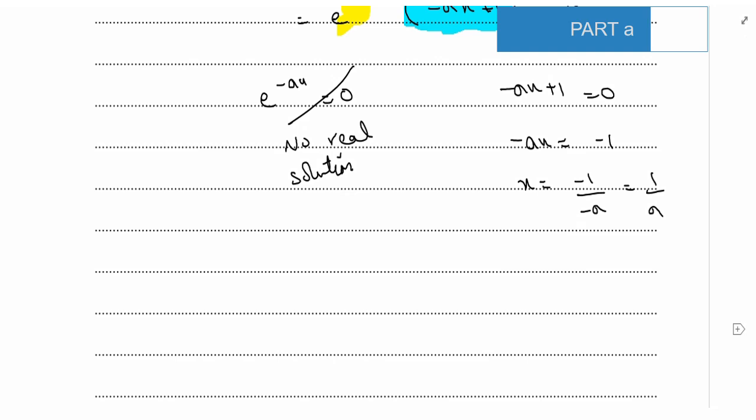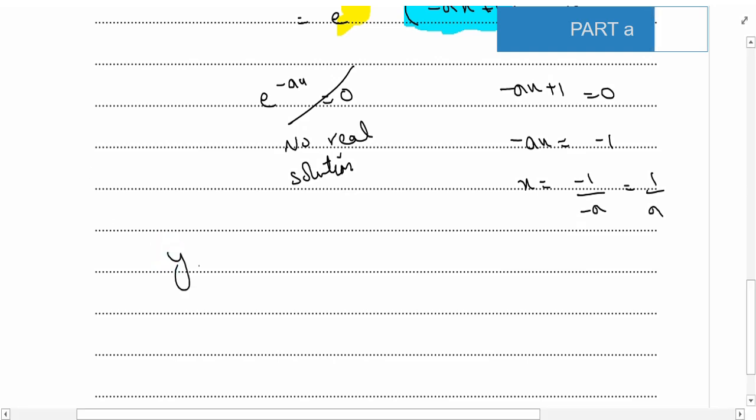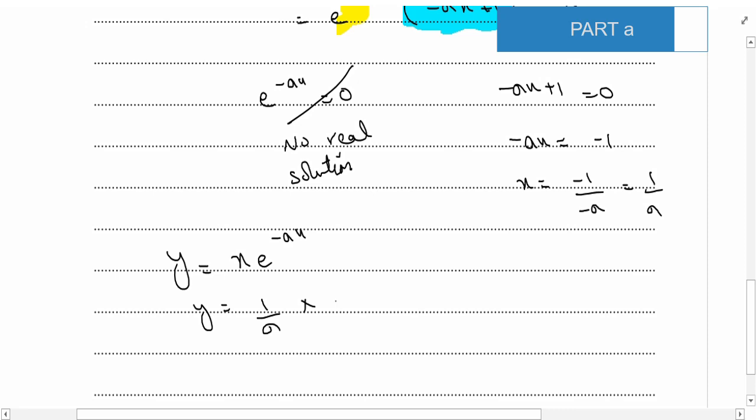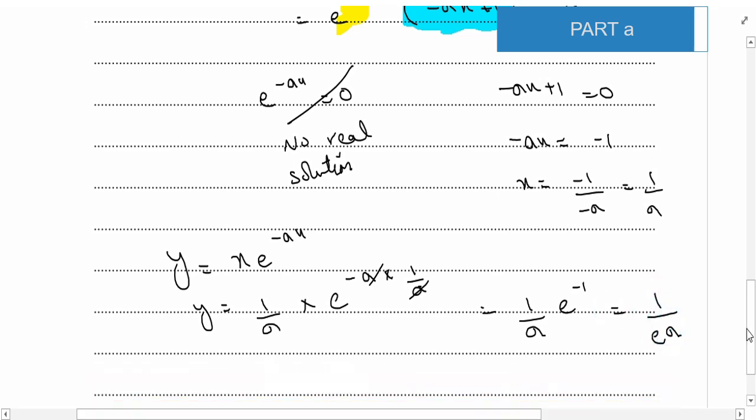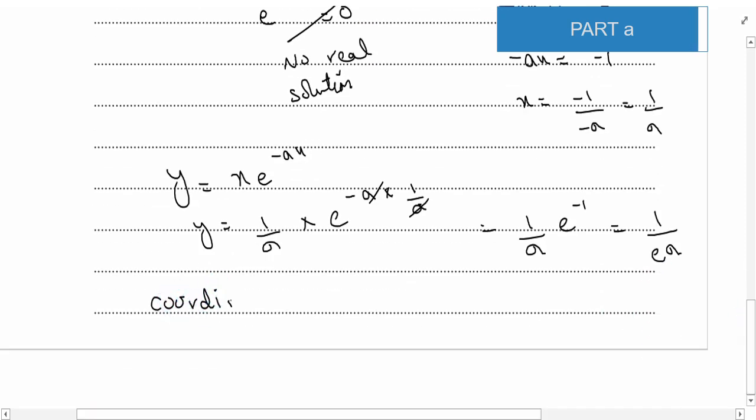So let us find the value of y. y equals x e to the power of minus ax. We know that x is equal to 1 over a. So y equals 1 over a times e to the power of minus a times 1 over a. This gets cancelled, so it becomes 1 over a times e to the power of minus 1. So it becomes 1 over ea. So the coordinates of M equal 1 over a and 1 over ea.